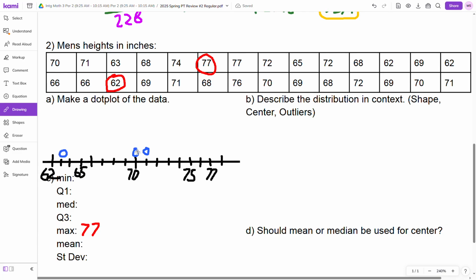So 70, 71, 63, 68, 74, 77, 77, 72, 65, 72. See, now there's two of these, so I put one on top. 65 again. Oh, wait. I already did that one. That was the other 72. Okay. Yeah, I misread that. I lost my spot when I looked over.